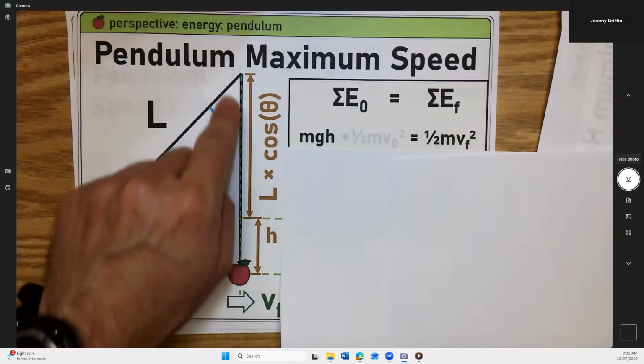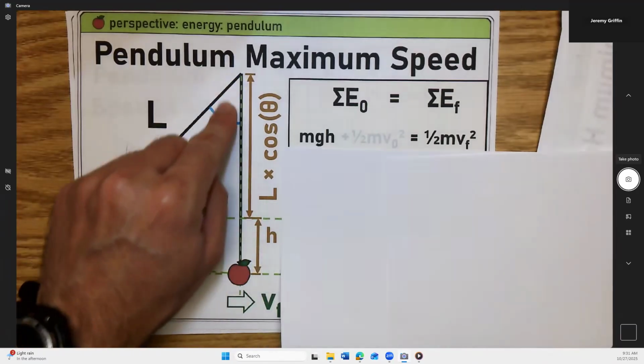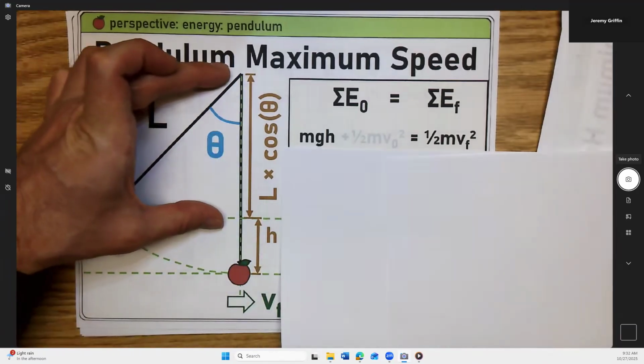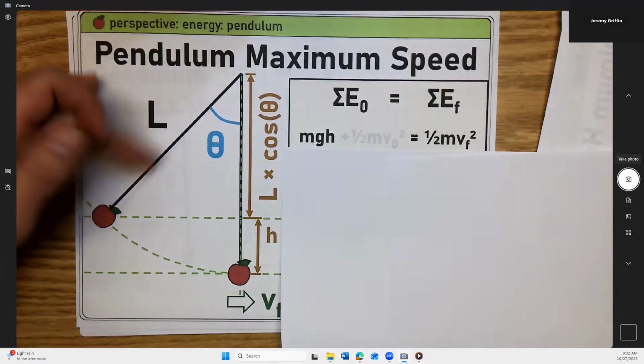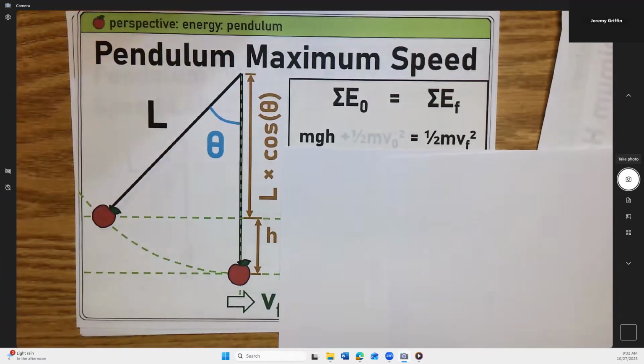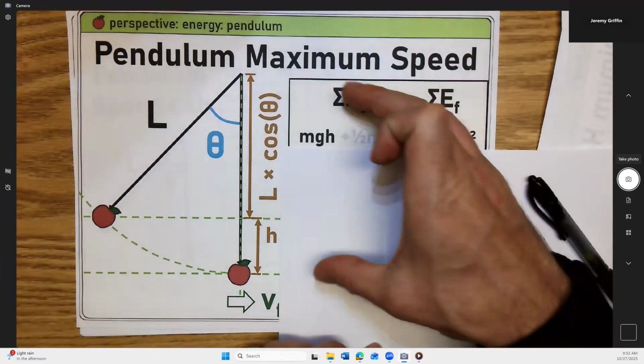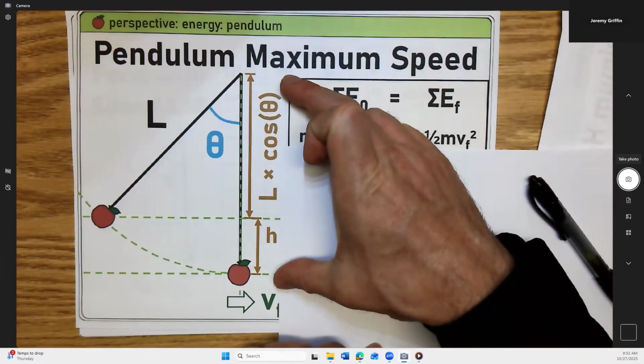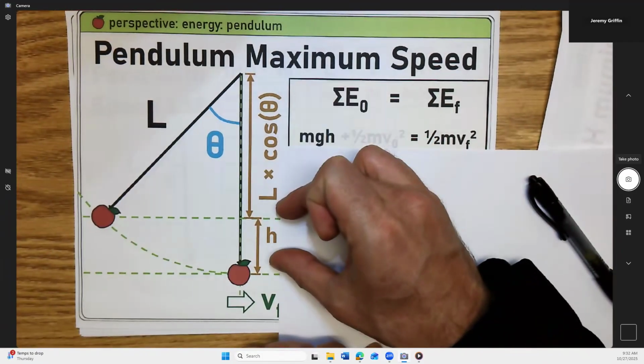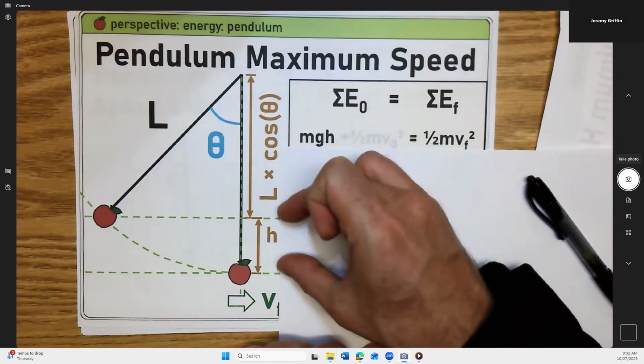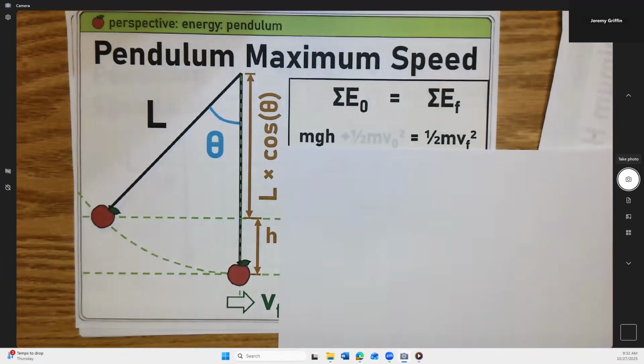Here, I'll walk you through it. You see a nice right triangle right here? Is this leg of this triangle L cosine theta? Here's the full length of the string, L. This is L cosine theta. The height change is just L minus L cosine theta. Isn't that exactly what h is? You see that?